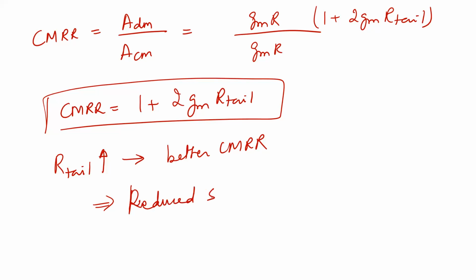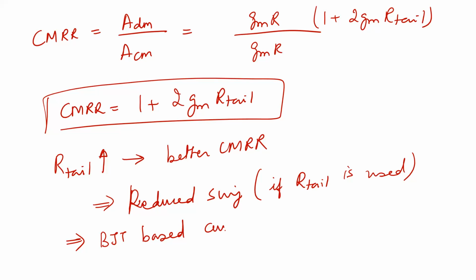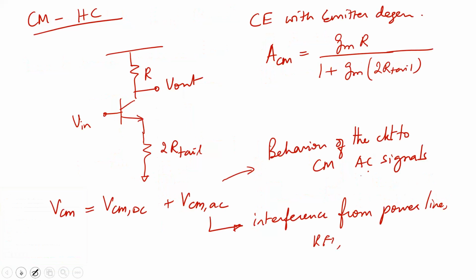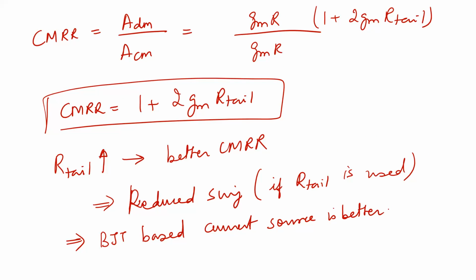Reduced swing if R tail is used. Basically, that is why a BJT based current source is better, because what is the minimum voltage that you require across the BJT here? VCE should be greater than VCE sat. If that condition is satisfied, you are good to go. And what is the limit on the input common mode voltage? Common mode DC input should be greater than or equal to VCE sat of, let's say, transistor 3, plus the VBE of transistors 1, 2.